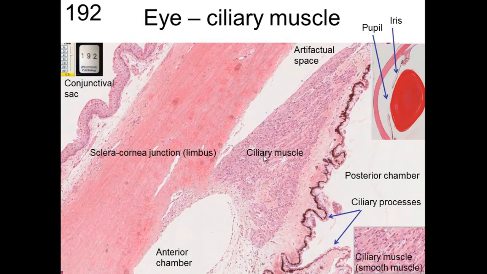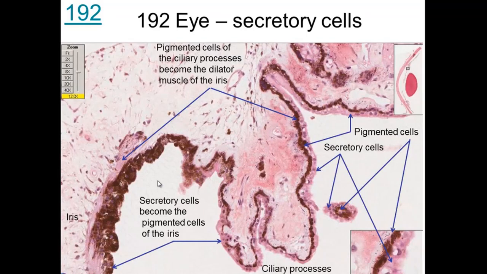Ciliary muscle, and this is where the sclera comes in contact with the cornea. Cornea has no blood vessels in it because that would interfere with light coming through. And right where you start picking up these blood vessels here is the sclera-cornea junction, and that's known as a limbus. Important region in through there. And right below there is trabecular meshwork and the canal of Schlemm.